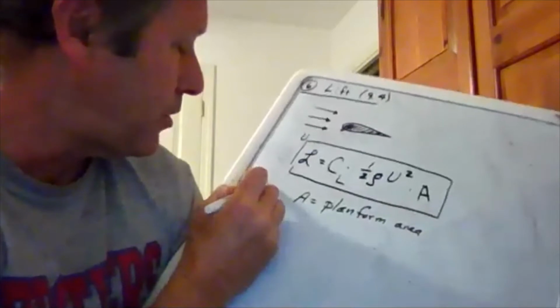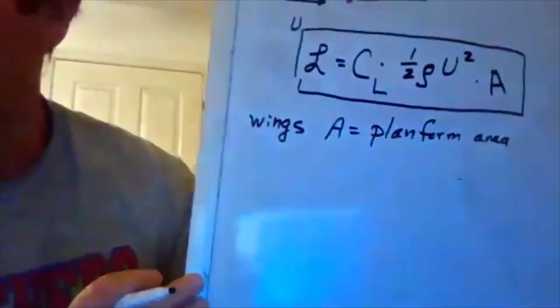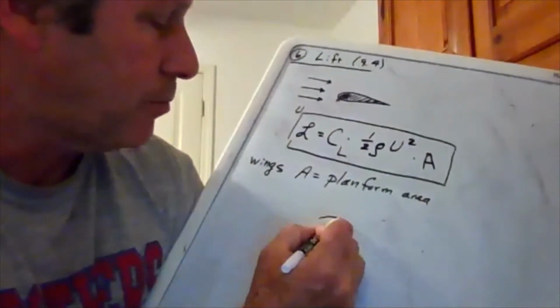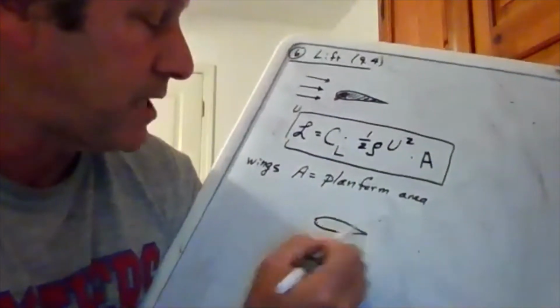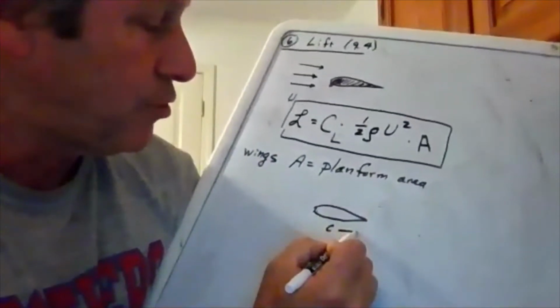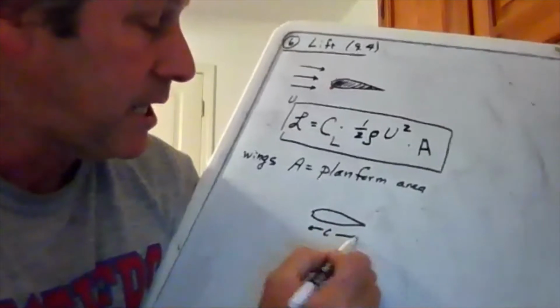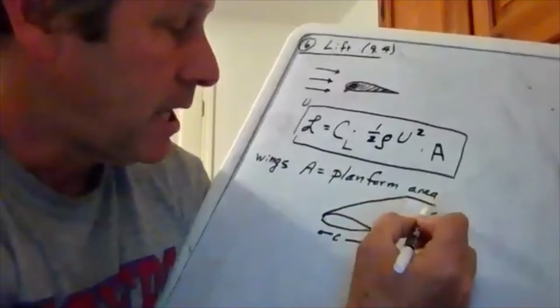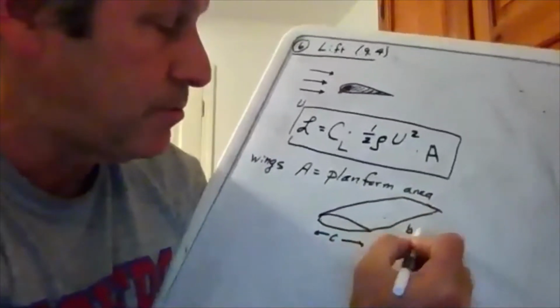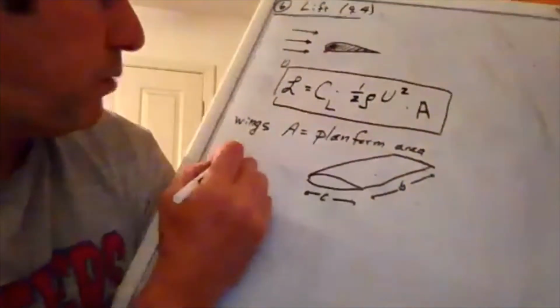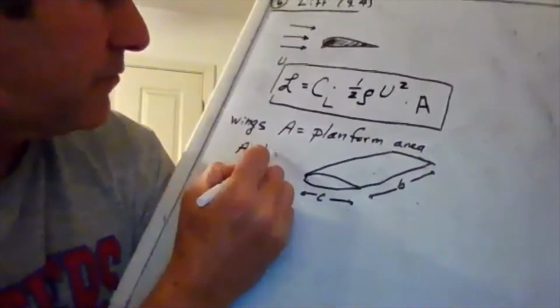And so you might want to make a note of this, for wings. Basically what we're going to do is take how long the wing is in a section, which would be the length from the front to the rear, and the symbol that your book uses for it is c. And then we're going to also take a look at how long it is in this dimension, which the book uses the letter b for. And so our planform area is going to be A equals b times c.